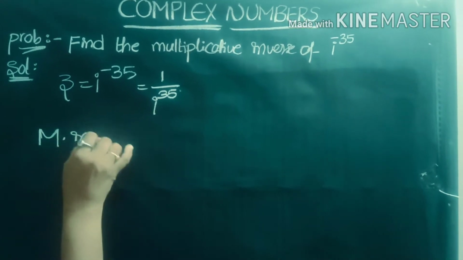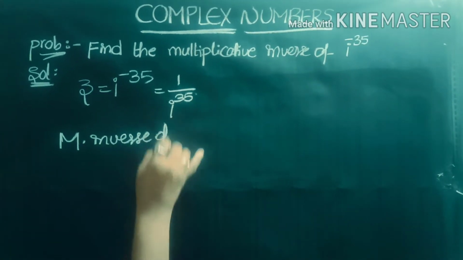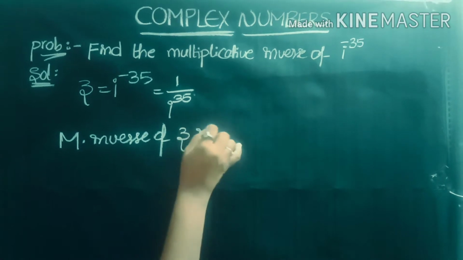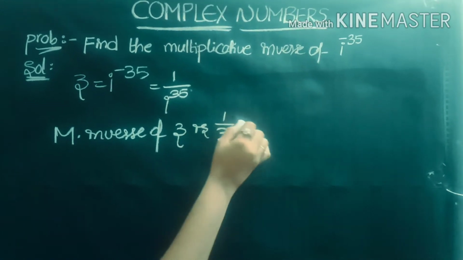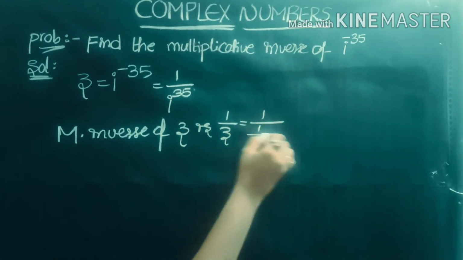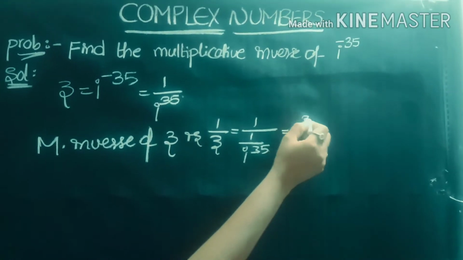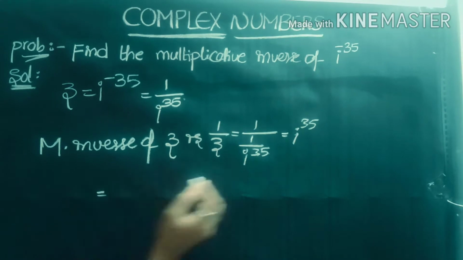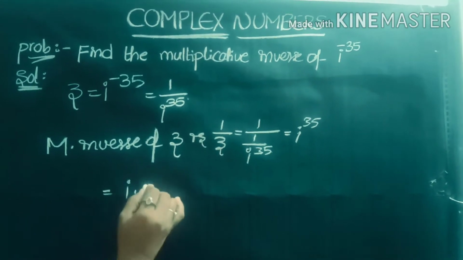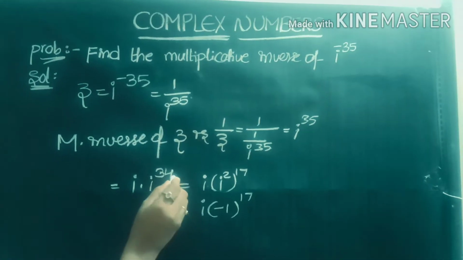So the multiplicative inverse of z is 1 by z, that is 1 by z value, 1 by i^(-35). Now 1 by i^(-35) is nothing but i^35. Now we are simplifying that term, so that can be taken as i into i^34.